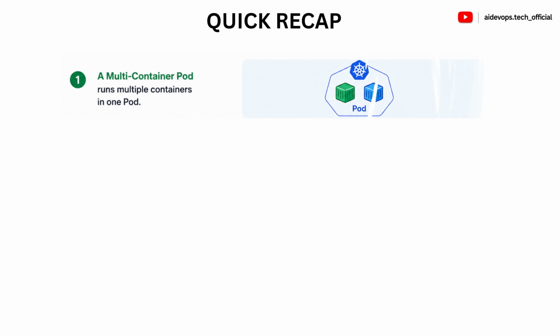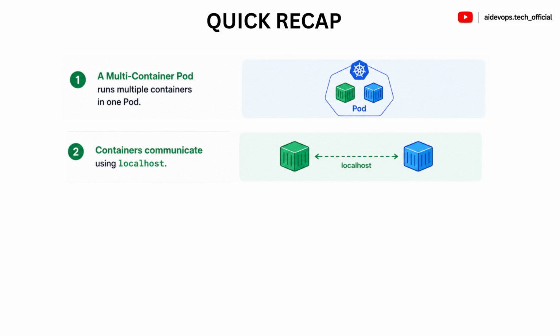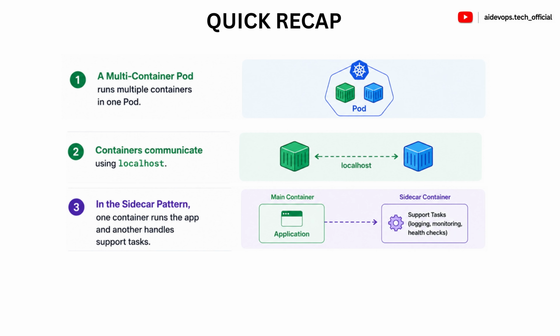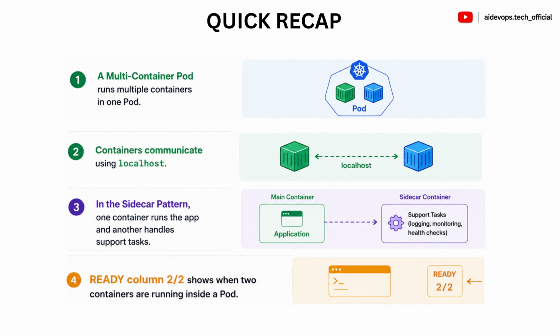So let's quickly recap. A multi-container pod runs more than one container inside the same pod. All containers share the same network and communicate via localhost. The sidecar pattern uses a helper container for tasks like logging, monitoring, and health check, while the main container runs the applications. Ready column 2 by 2 shows that two containers are running inside the same pod.